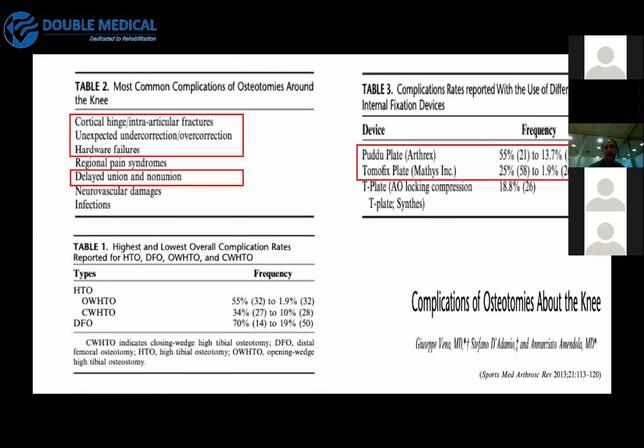If we look at the number of complications, I will use this publication by Nicola Mendola. The most common complication causes are cortical hinge or articular fractures, unexpected undercorrections, hardware failures, and delayed unions and nonunions. But if we compare the rates of complications with the small plates of the first or second generation and the Tomofix or the long locking plates, we see the complications with small plates are almost twice those with the big plates.